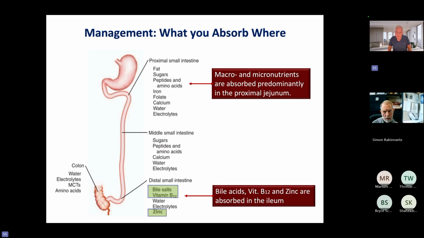By the time you get to the ileum, while some absorption of nutrients also takes place, the distal small bowel is uniquely responsible for the uptake of bile salts, vitamin B12, and zinc. These three elements, bile acids, vitamin B12, and zinc, are absorbed solely in the ileum.